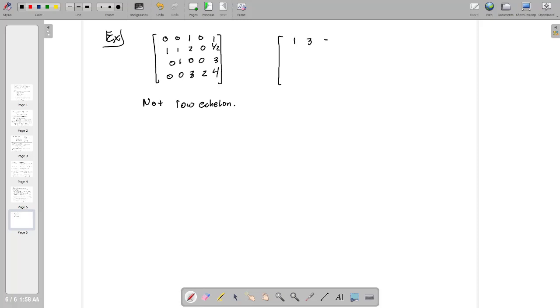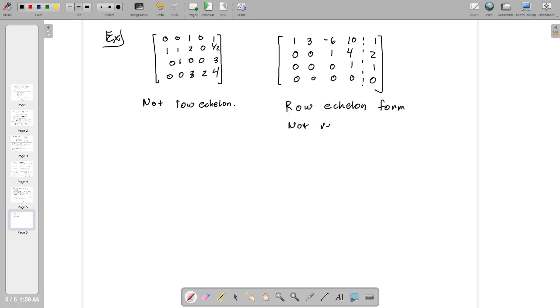1, 3, negative 6, 10. Going to be an augmented matrix here. 0, 0, 1, 4, 2. 0, 0, 0, 1. And then a row of zeros. So this is row echelon form, but not reduced row echelon form.